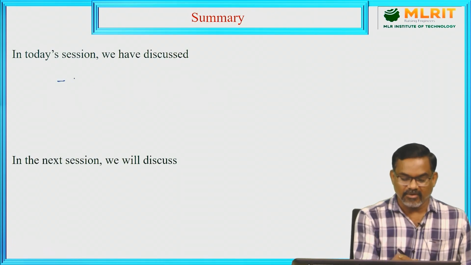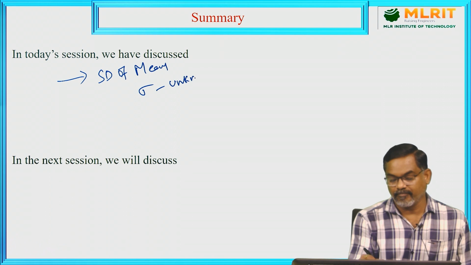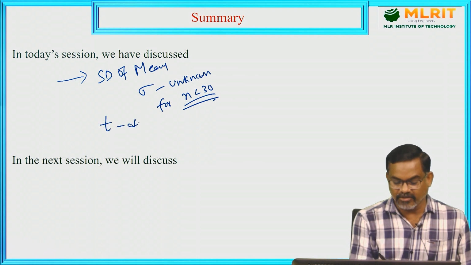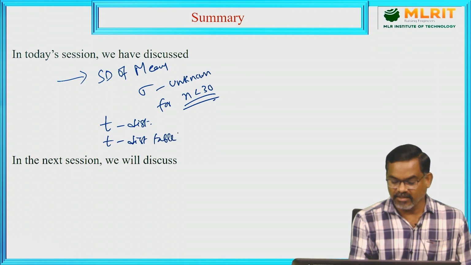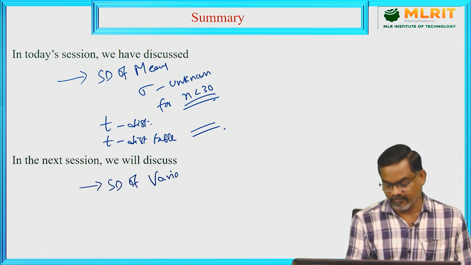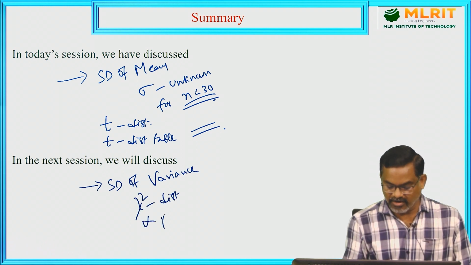So, in today's session, we have discussed the sampling distribution of means when sigma is unknown, or for small samples, n less than 30. We introduced the t distribution and the t distribution table and how to find the area of the t values using the table. In the next session, we will discuss the sampling distribution of variances. In that, we discuss chi-square distribution and F distribution.